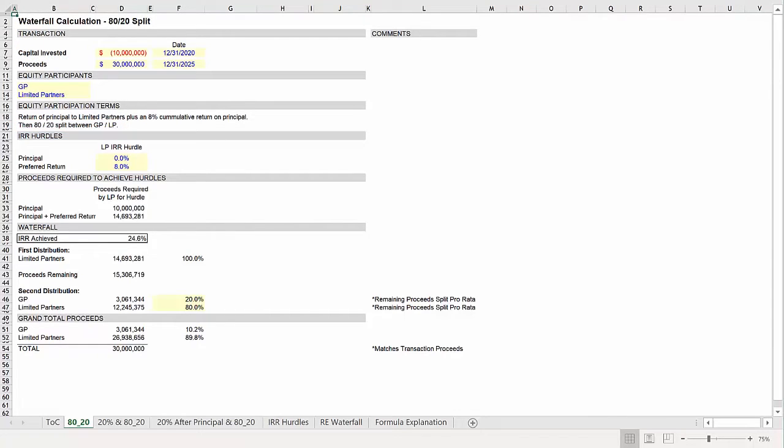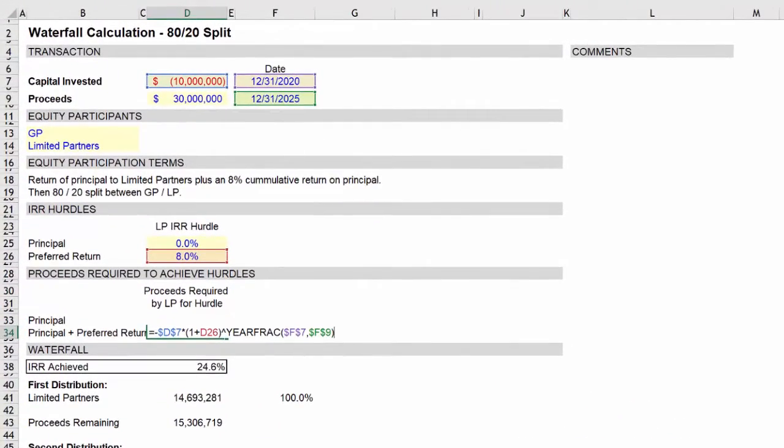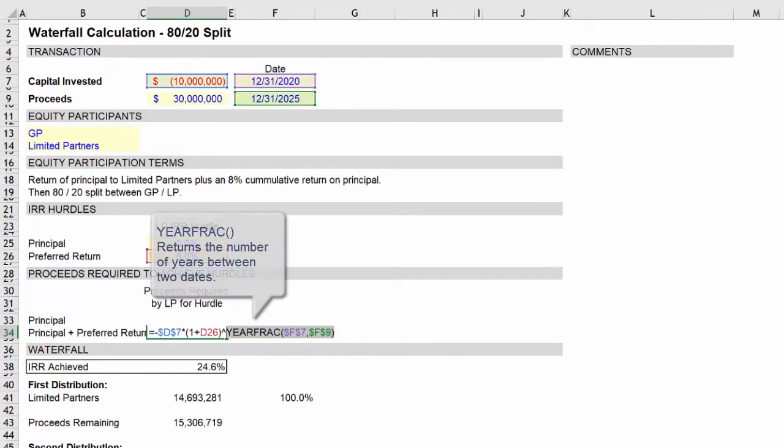Below that you have the IRR hurdle, where we have a preferred return of 8%. So what we need to do is determine what an 8% annualized return from 12/31/2020 to 12/31/2025 looks like in this example. And to do that, we're using this formula, which is the positive value for the capital invested multiplied by 1 plus the preferred return and raised to the number of years between 12/31/2020 and 12/31/2025. And you can visualize what the function YEARFRAC does by highlighting it and pressing F9.